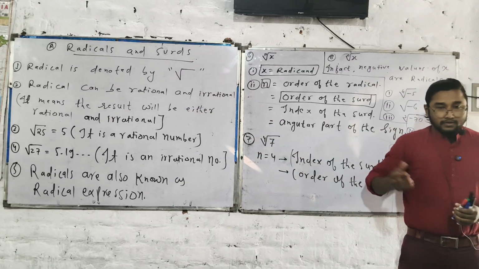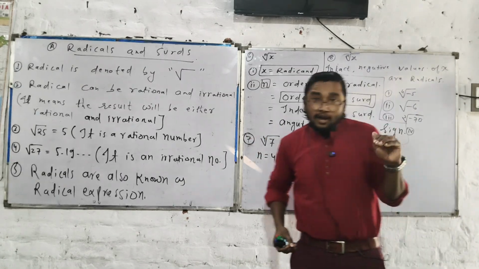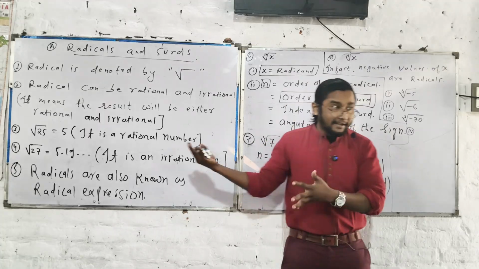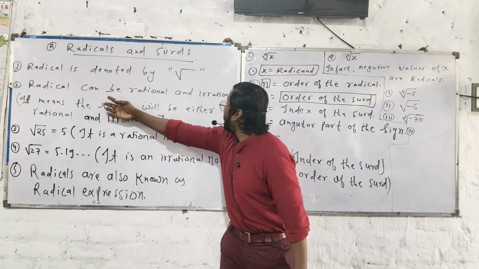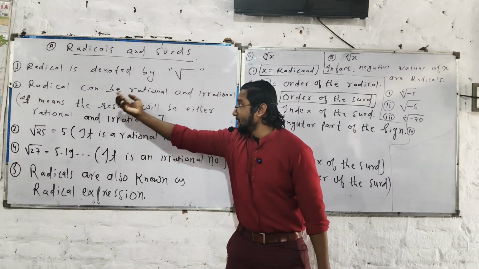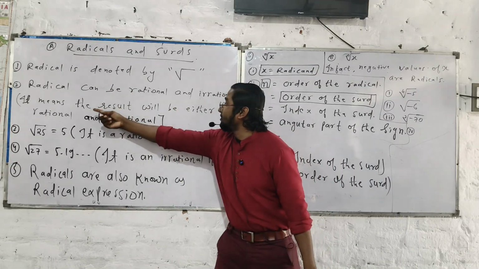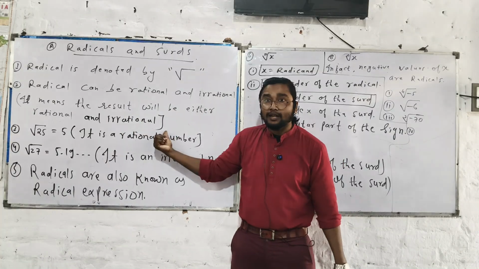Rational and irrational. Very good question she is asking. Right now we are talking about the radicals. She is asking that, sir, in the first line and second line you are saying the result of a radical can be rational or irrational. It means the result will be either rational or irrational.